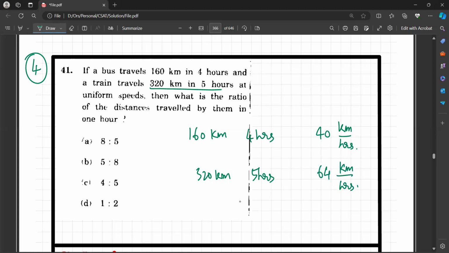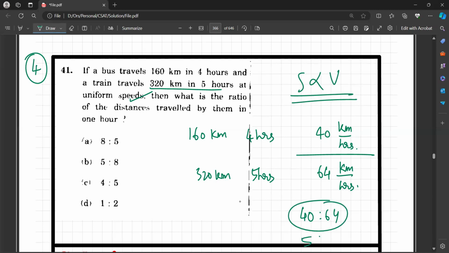Then what is the ratio of the distances traveled by them in 1 hour, at uniform speeds? The ratio of the speeds will be the ratio of the distances, so we will divide them. What will be the answer? This will be 40 is to 64, because S is directly proportional to V. So 40 is to 64, which will be 5 is to 8. So your answer would be 5 is to 8.